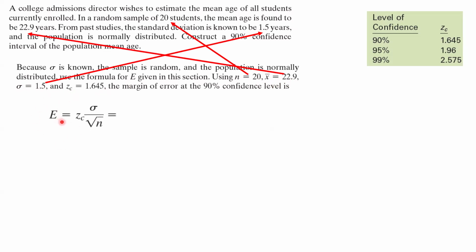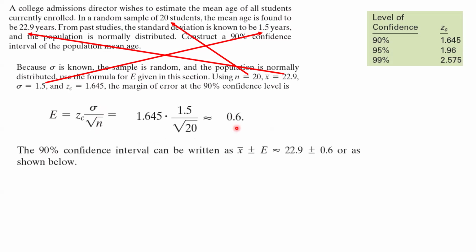The margin of error formula is Zc, or the critical value, times sigma divided by the square root of n. This can be written as Zc, which is 1.645, times sigma, which is 1.5, over the square root of 20. This is approximately 0.6. Okay, we have the distance.